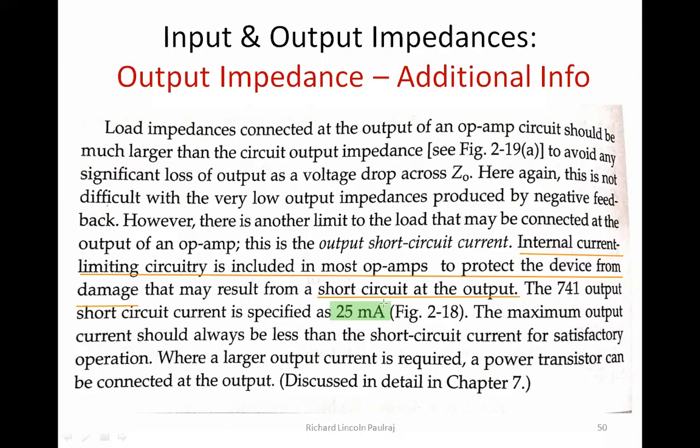I will come back to that. I will show you. The maximum output current should always be less than the short circuit current, right? So our current should be as low as possible, which means this short circuit current should not be high. It should be very low. So the maximum output current should always be less than the short circuit current for satisfactory operation.